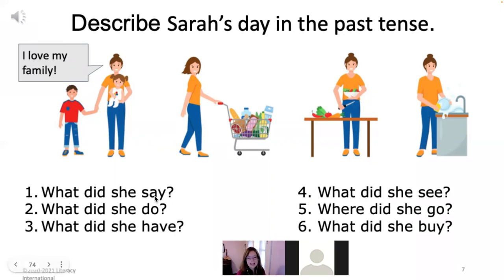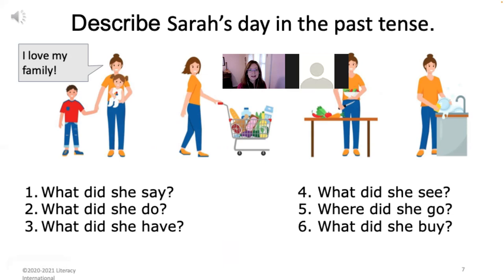What did she say? And then the student can respond, she said, I love my family. What did she do? She went shopping. What did she have? She had food in her shopping cart. So they can start to make sentences about that and then start talking about their own day using those same past tense verbs.